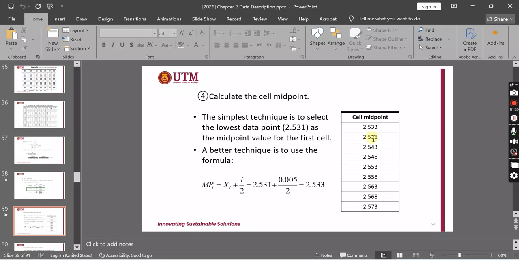Now for the second, no need to use this rule. I is equal to 0.005, right? The I that we found. So the first one plus 0.005 will be the second midpoint. The second one plus 0.005 will be the third one. The third one plus 0.005 will be the fourth one, and so on.